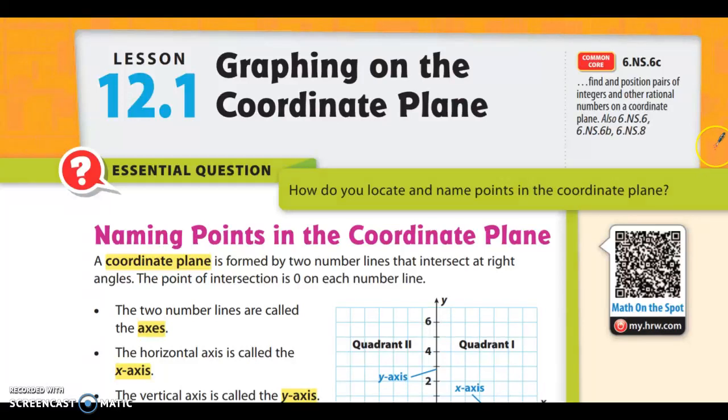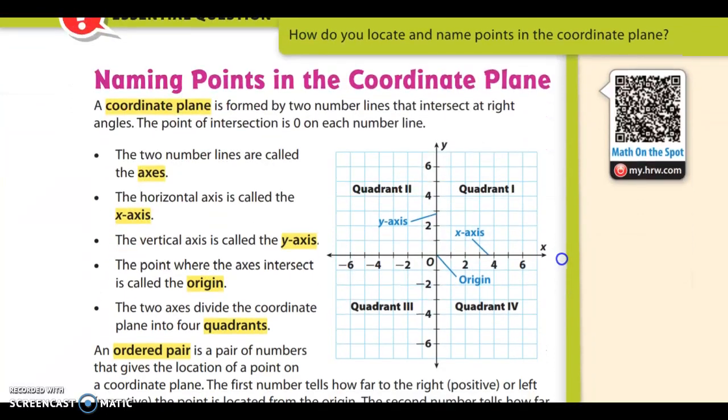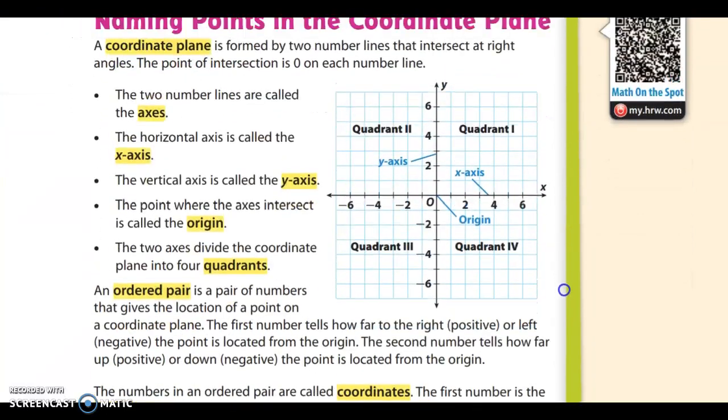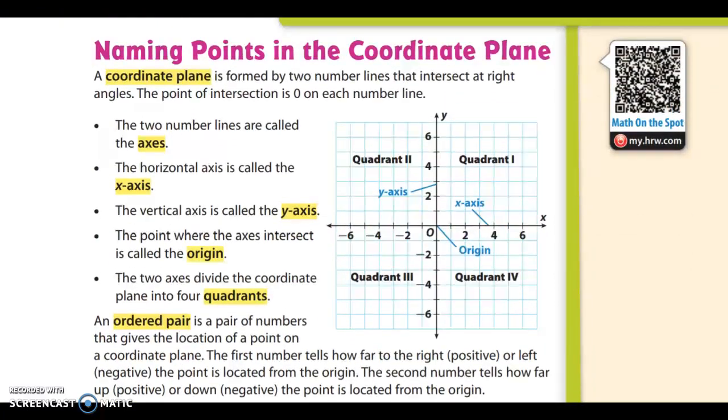This is lesson 12.1. This is page 331. And we are going to introduce you to graphing on the coordinate plane. Essential question: how do you locate and name points in the coordinate plane? There's a lot of vocabulary terms on this page that I want you to practice and become familiar with. So please read along with me.